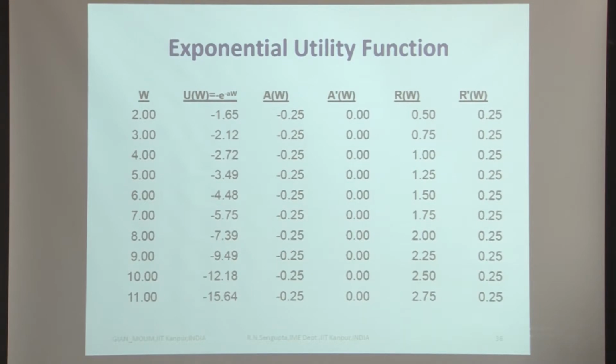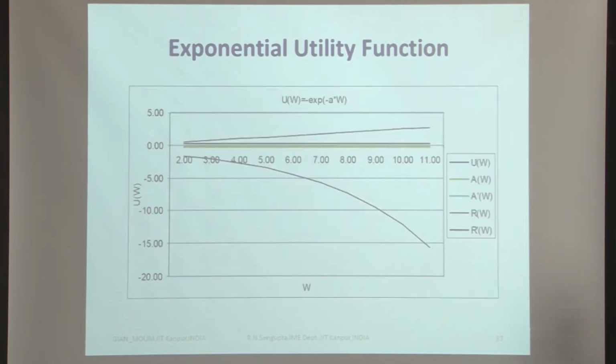Similarly, you do the exponential utility function, plot it, and you see the R prime value comes out to be exactly constant, which is the value of A which I found out. So, if you plot them, the values of the utility function, their values of A prime, R prime are exactly like this. So, this is the utility function which you had.